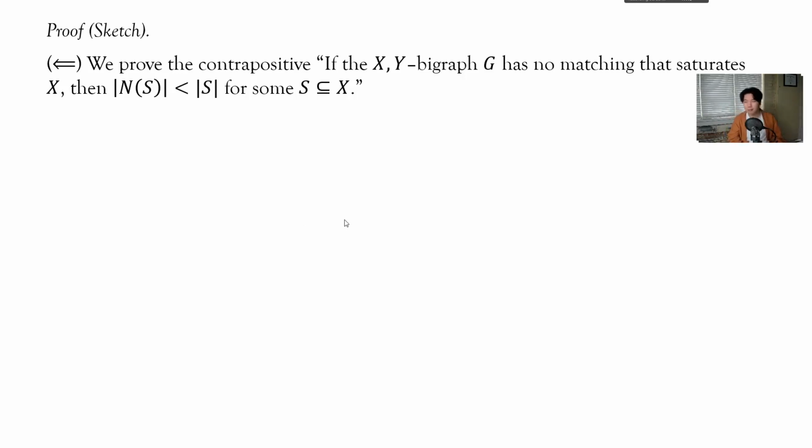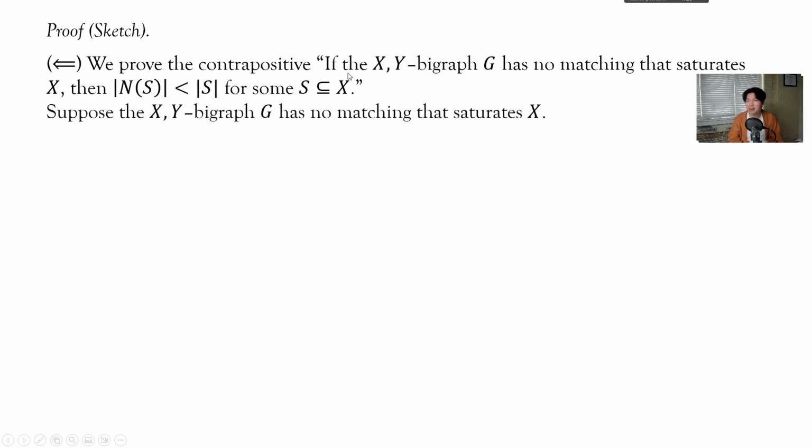So let's try to prove this very briefly. Again, I will be leaving out a lot of details since we're just doing a sketch here. So if I want to prove the contrapositive, let's suppose that there is no matching that saturates X, just as we have here for our initial assumption. We're going to let U be within X such that it is not saturated by M. Again, X is not completely saturated, so there must be at least one vertex that is not saturated.